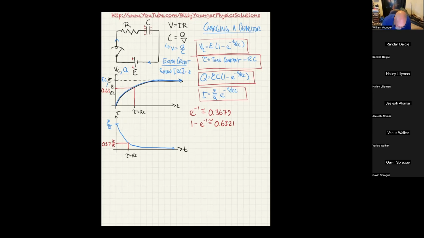All right, so I want to break that off a little bit. I still need these little facts about e, so I'll leave them outside of the green box. And now what we're going to do is work out the same problem for discharging a capacitor. So this is discharging.